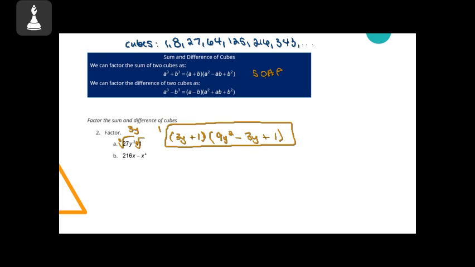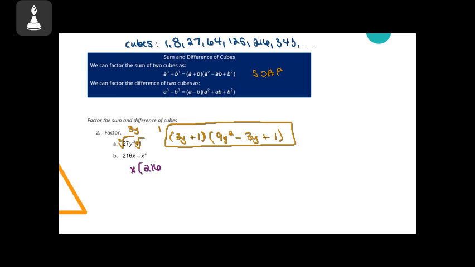Looking at b, I have 216x minus x to the fourth. And you may look at this and say, okay, wait, I thought we were working with third powers here. And this one has a fourth power. Well, here's one thing they did. You always, always, always should check for a GCF before doing your problem. And that's what happens in this one. So they both have an x that I need to take out. So if I take out that x, now I have 216 minus x cubed.